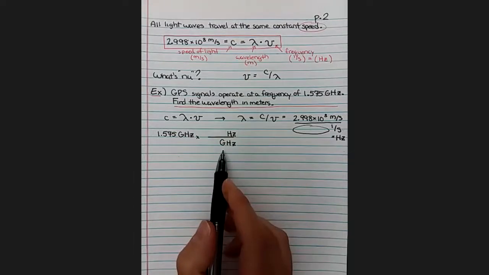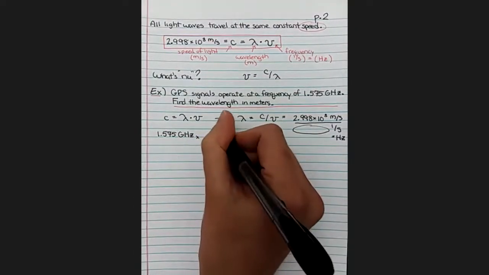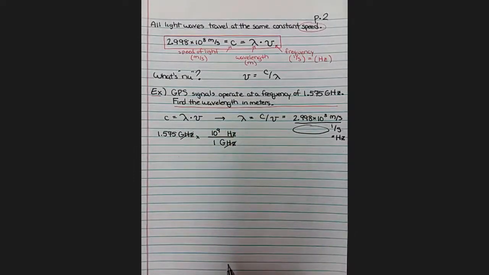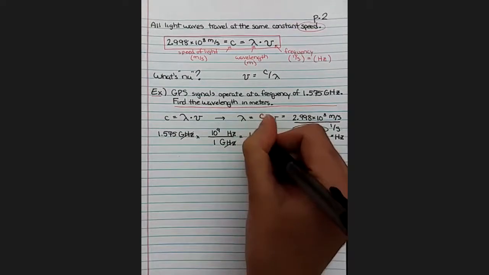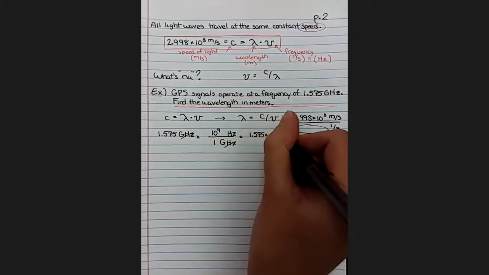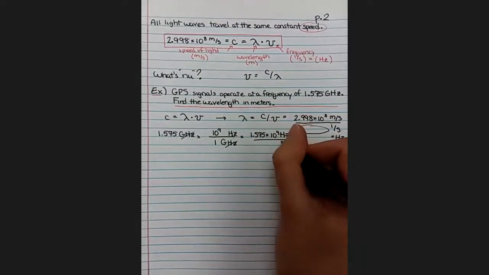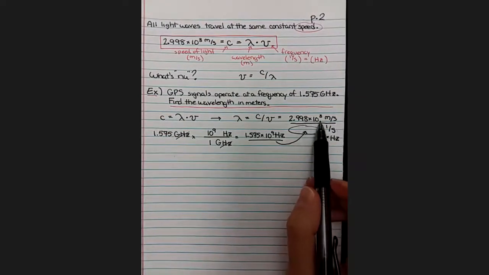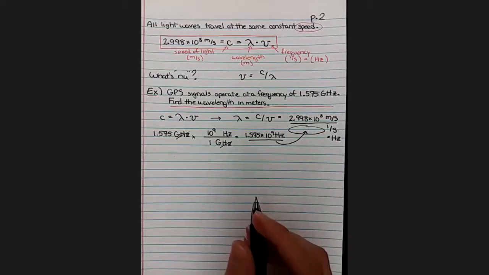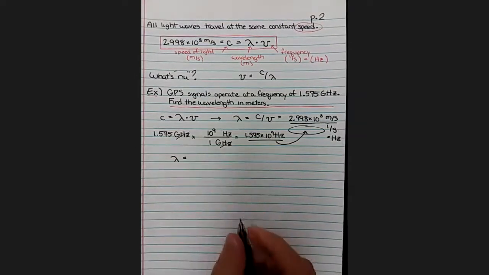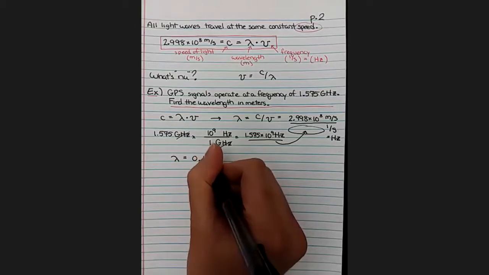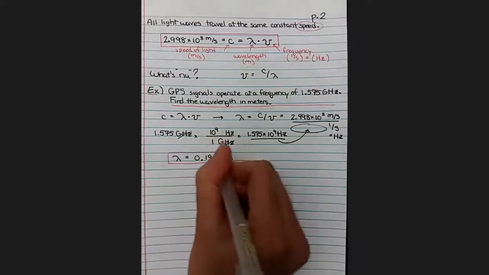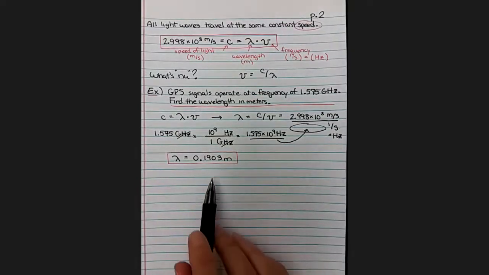We think about that prefix giga, and remember that giga means 10 to the 9th. There are 10 to the 9th of the small units in one of the giga units. So now we can cancel gigahertz, and we are left with 1.575 times 10 to the 9th hertz. And so we can substitute that number in here. So the calculation, 2.998 times 10 to the 8th divided by 1.575 times 10 to the 9th. If you plug that into your calculator, you should end up with 0.1903 meters. So 0.19 meters, that's a little bit less than a foot long. That's a fairly large sized wave.